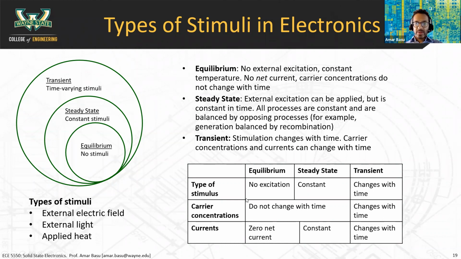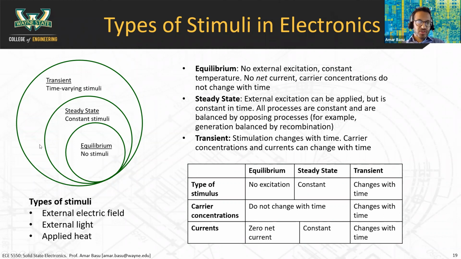Okay. So equilibrium would be the first column in the table. The type of stimulus: there's no stimulus. Carrier concentrations don't change with time. And the currents in the system, there's a net zero current. This is going to become important when we talk about diodes. Equilibrium is the most specialized case. If you like thinking about things in terms of Venn diagrams, equilibrium is the most specialized case where the stimulus is basically zero.